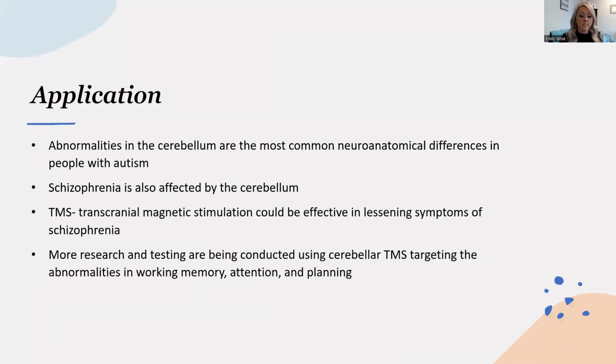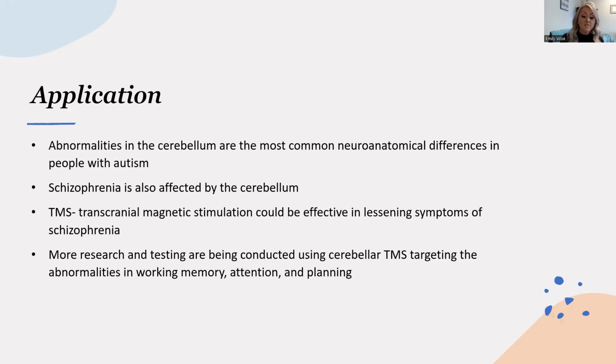How can this knowledge be used to help society? Abnormalities in the cerebellum are some of the most common neuroanatomical differences seen in people with autism, and correlations have been noticed with injuries at birth, substantially increasing the risk of developing autism. Irregularities in the cerebellum early in life may also have considerable effect and predispose individuals to conditions such as autism.